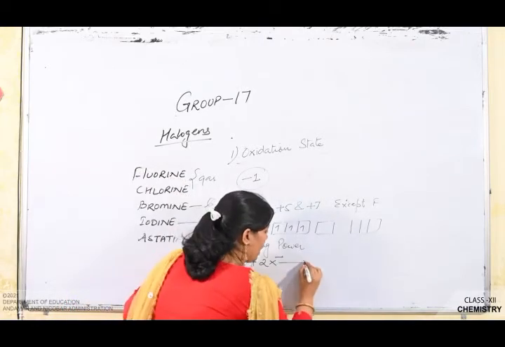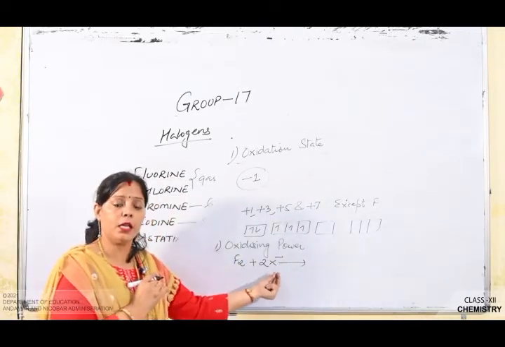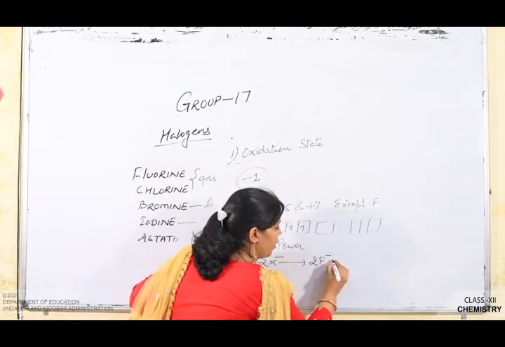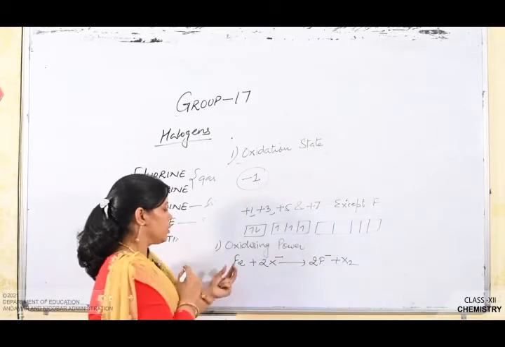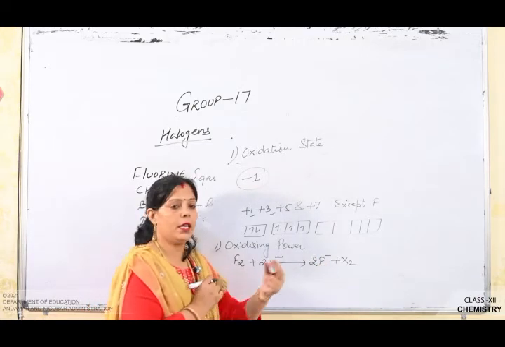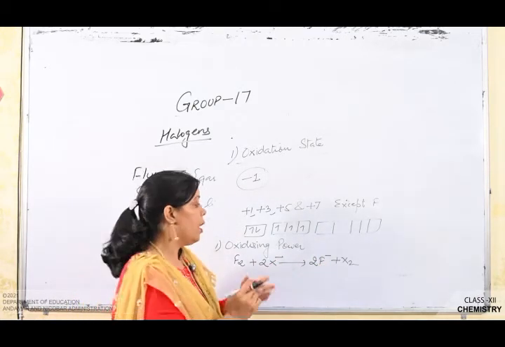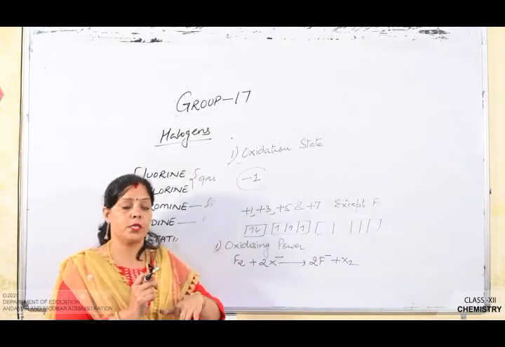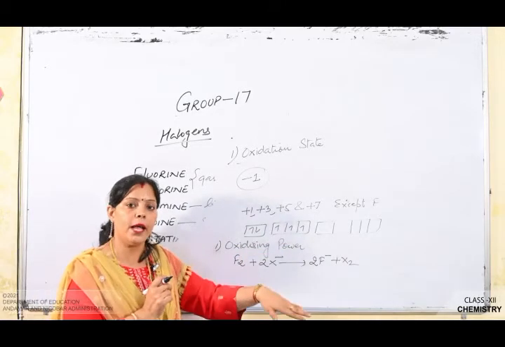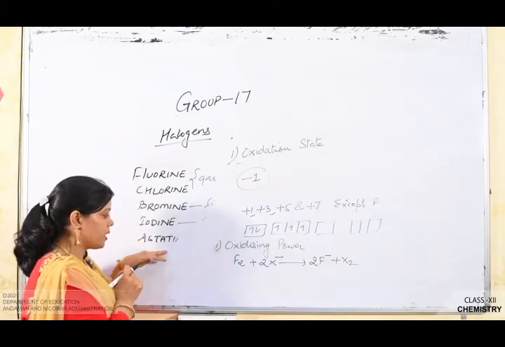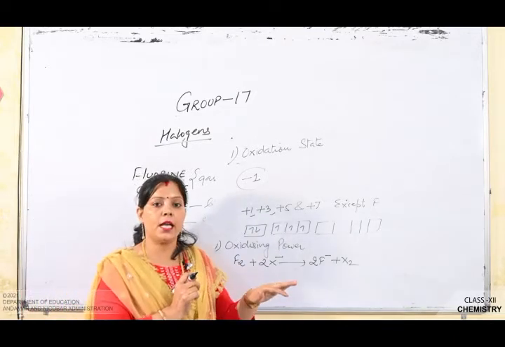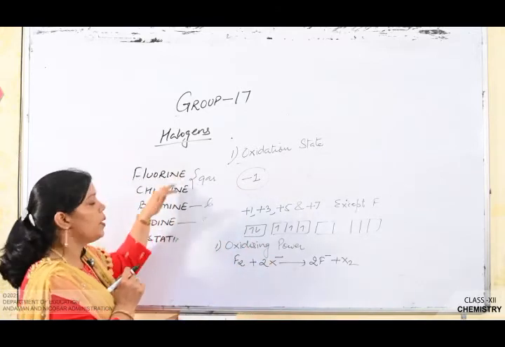So after the reaction, what happens? When it combines with the other halide ions of larger size, what does it give? It gives 2F minus plus X2. Here the fluorine gains the electron from the halide ion. It means fluorine is acting as an oxidizing agent, itself undergoing the reduction process. So fluorine oxidizes other elements like oxygen as well as the elements present in group 17 which are larger than fluorine.